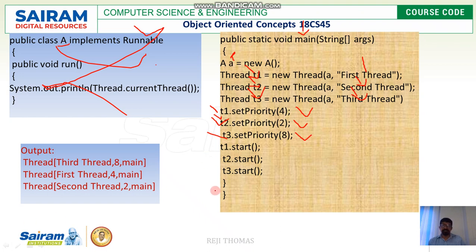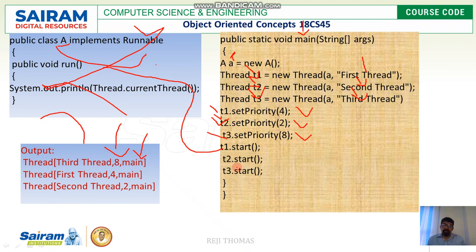Now each one calls the run method: t1.start, which is going to call the run method, where Thread.currentThread. So we'll be getting the third thread and its priority, and this belongs to a class called main thread. Why is the third thread coming first? Because it has got the highest priority.